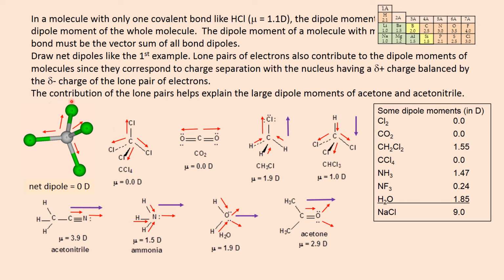The contribution of lone pairs we've seen helps explain the large dipoles in some of these molecules like acetonitrile and acetone. I want to point out one more item to you here. This is nitrogen trifluoride. Notice that its dipole moment is very small, 0.24 debyes, whereas over here we had ammonia and its value was 1.5 debyes.